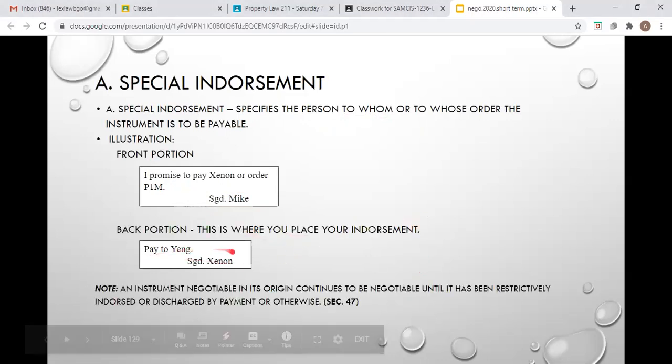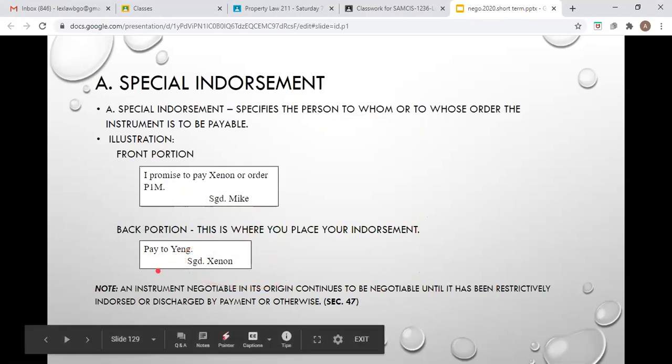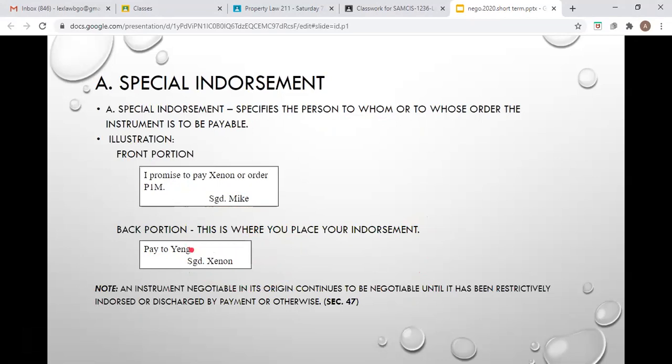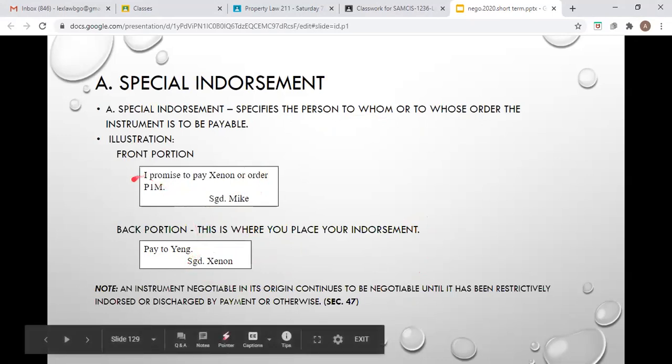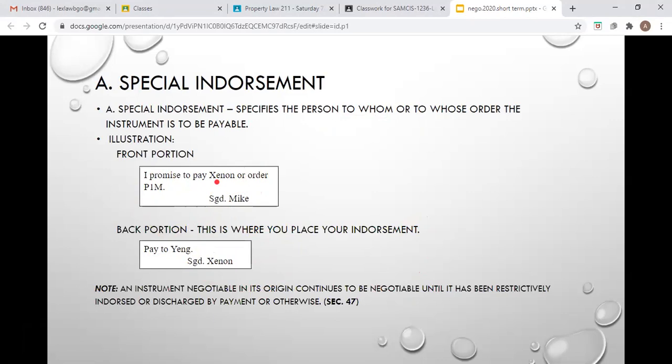Okay? So, pay to Yang, signed Senon. Okay? Tapos, yung sinasabi ko sa inyo kanina, that if you notice, wala na yung word na order, wala na yung word of negotiability dito sa endorsement natin, wala na rin yung amount. But notwithstanding the same, the instrument would still be a negotiable instrument.